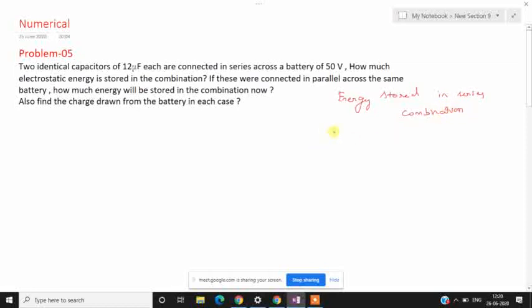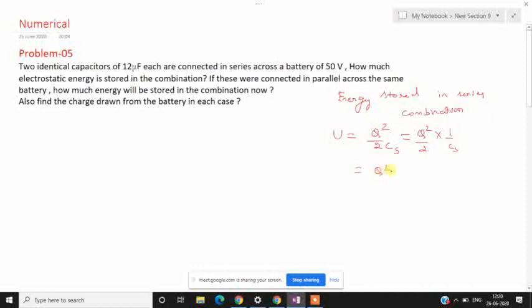So you know the expression U is equal to Q square by 2C. This C is now the effective capacitance you have to take for the combination, so that is nothing but CS. Now write the expression for CS. I can write this as Q square by 2 into 1 by CS. I know what 1 by CS is.